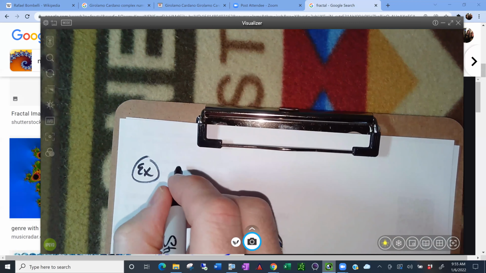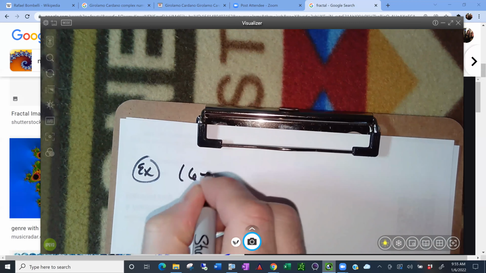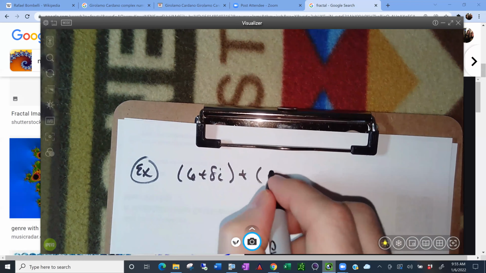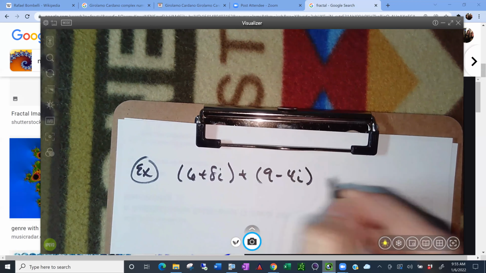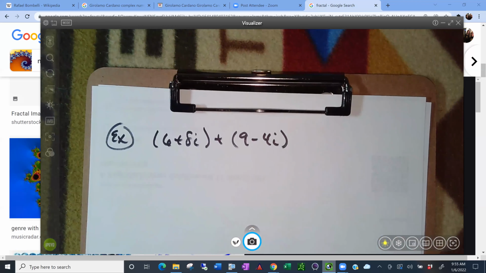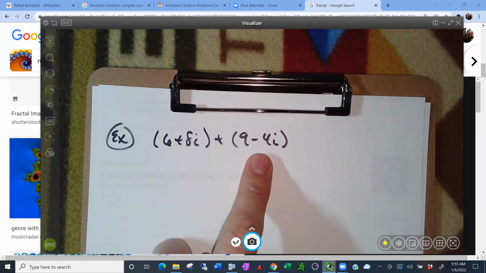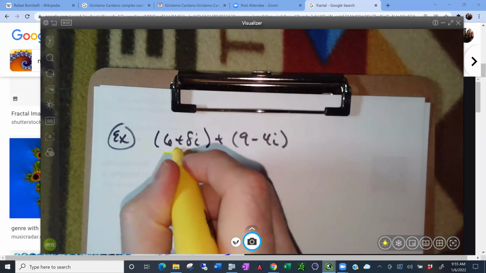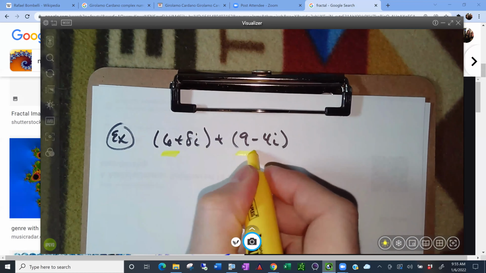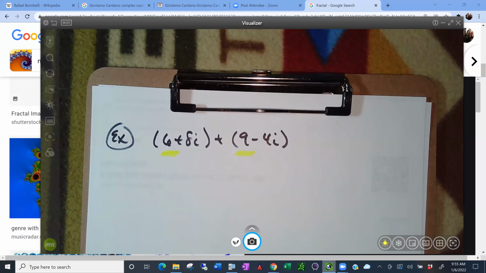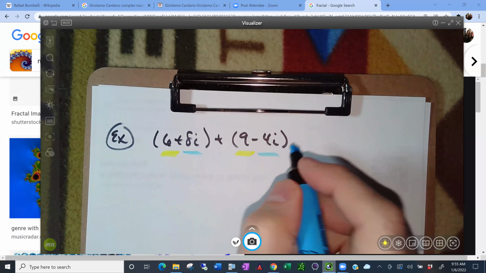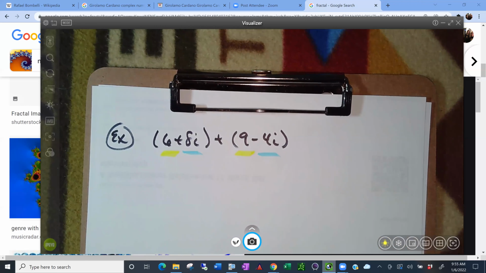Let's do 6 plus 8i plus 9 minus 4i. So you're adding two complex numbers. This is a complex number and this is a complex number. Okay, not a big deal. The idea behind this, though, is you're going to add up the like parts. For instance, that's the real part. We'll add those things together. And this is the complex part, the imaginary part. We'll add those things together.